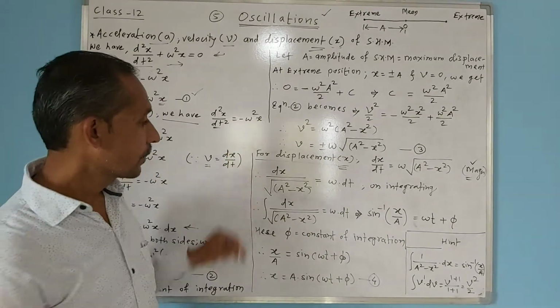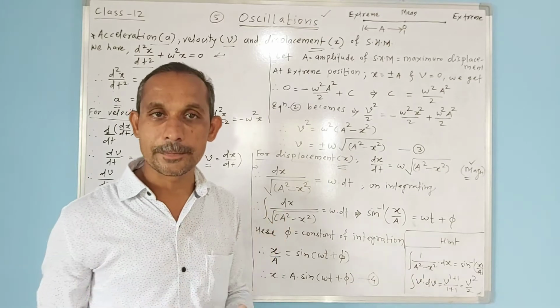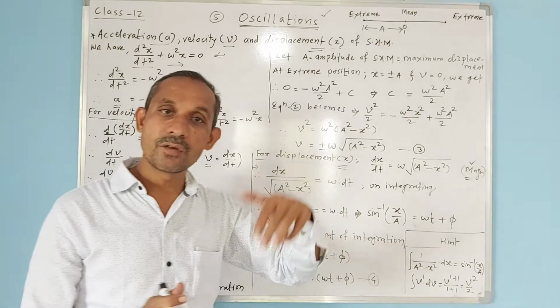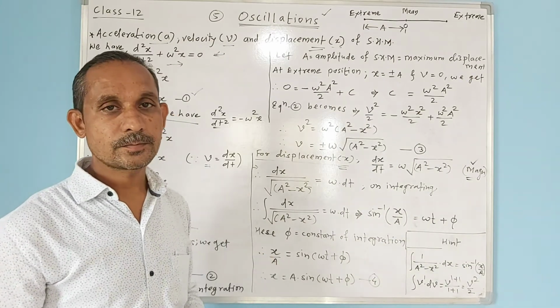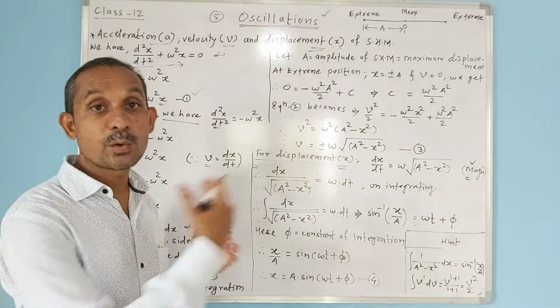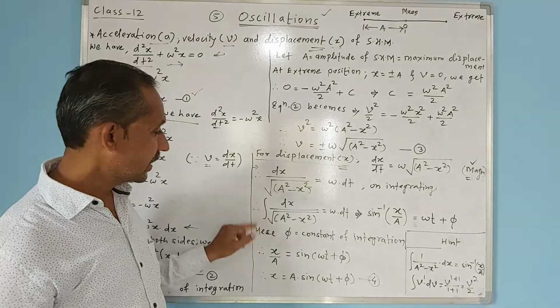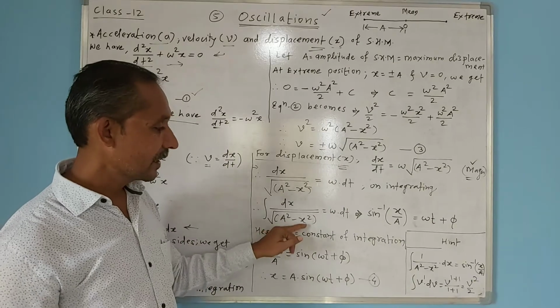So this is the variable separation step. After completing the variable separation step, then we can find the integration. So taking integration on both sides. So integration for the left hand side, integration dx divided by under root of a square minus x square.